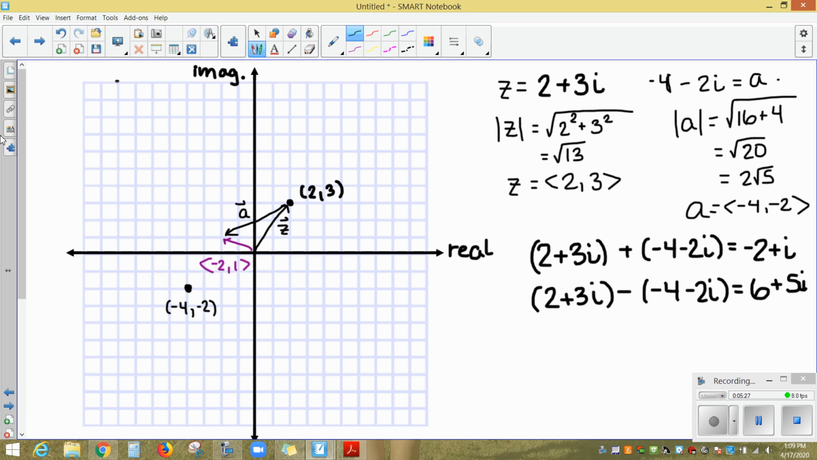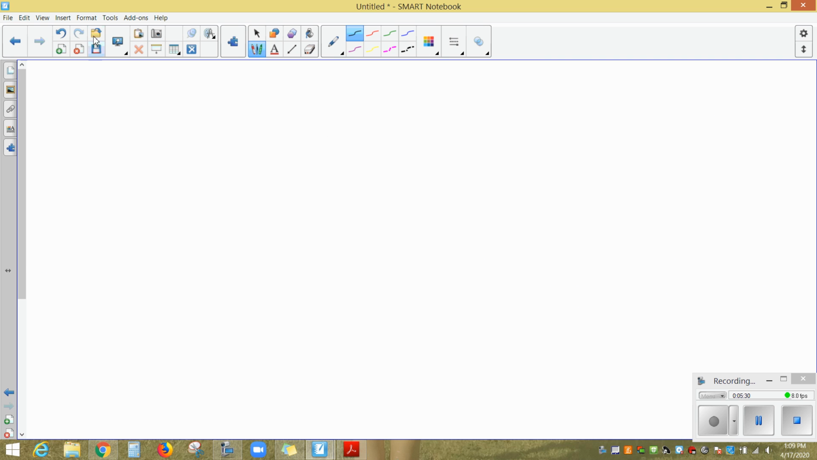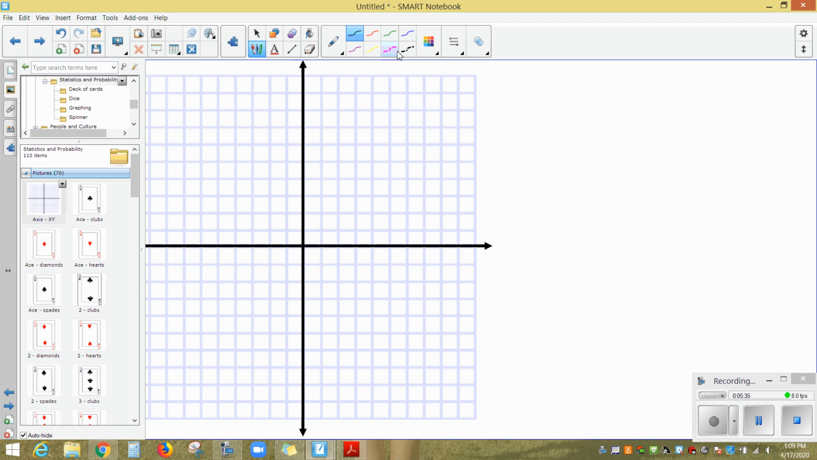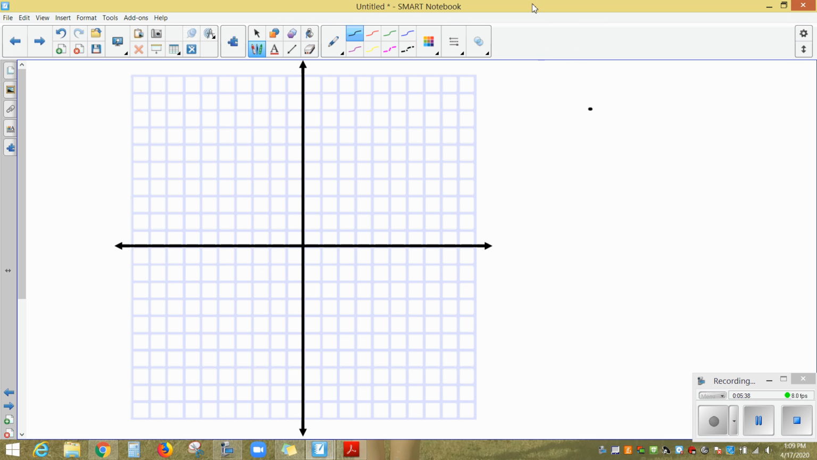Now, if I want to talk about complex conjugates of numbers, I know that the complex conjugate of 2 plus 3i is going to be 2 minus 3i, as I write off the end of my page. So 2 plus 3i is up here, and 2 minus 3i is down here. And so these two points are a reflection across our real axis.